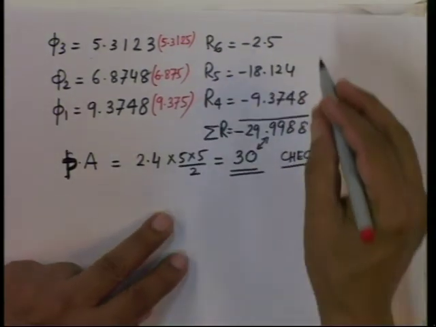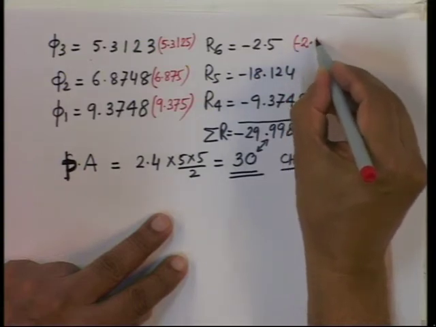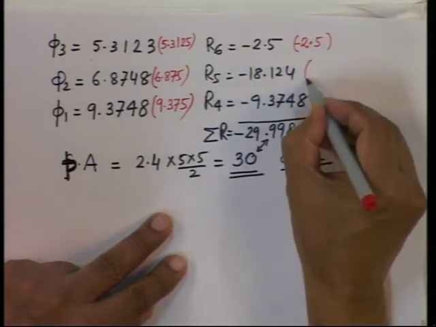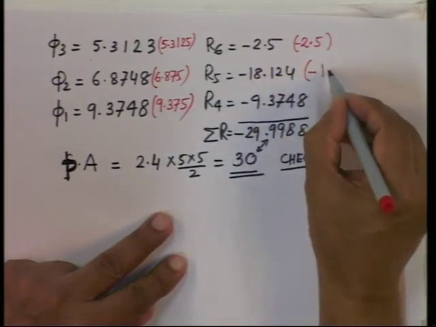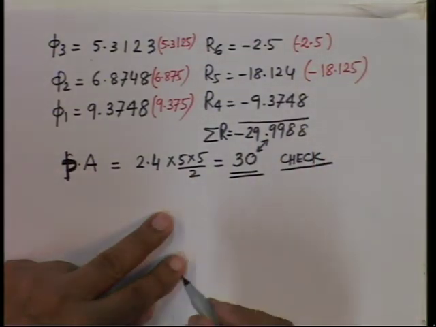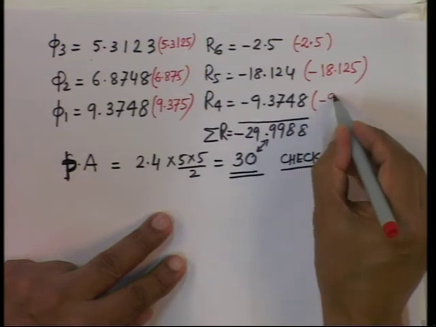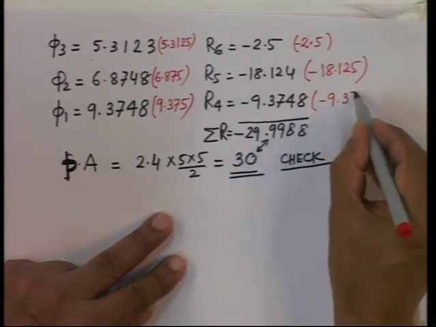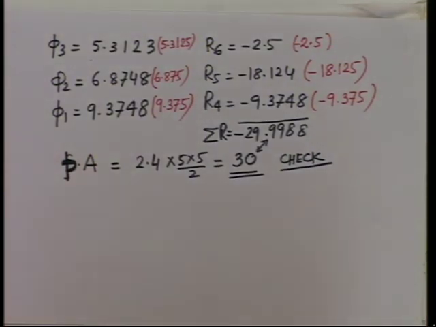Similarly, the exact reactions are minus 2.5, 18.125, this is 18.124, and this is 9.375. You please compute everything yourself and check. By solving directly without Gauss elimination, we are getting 9.375.